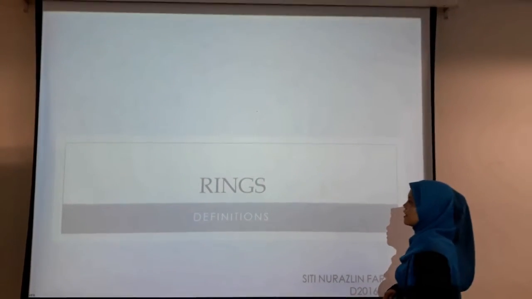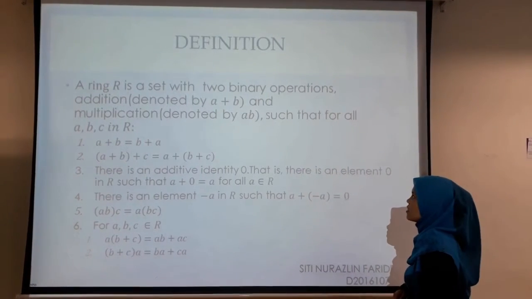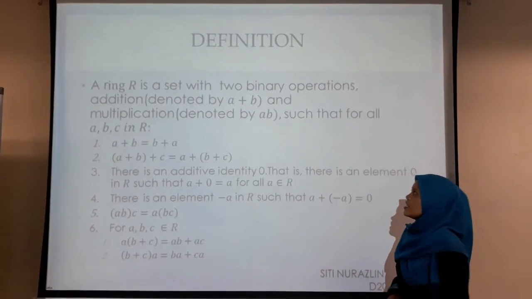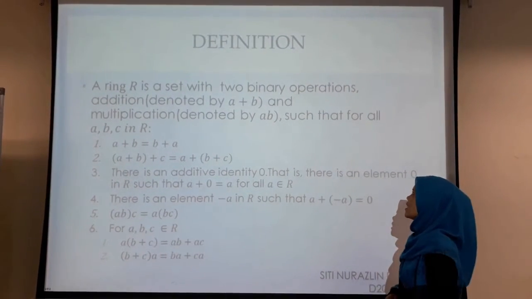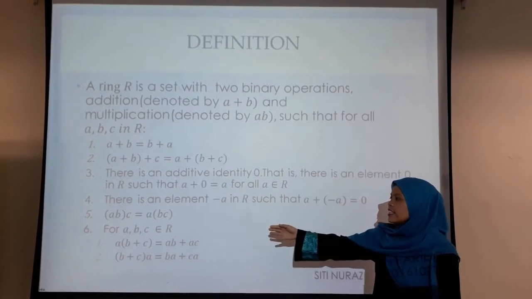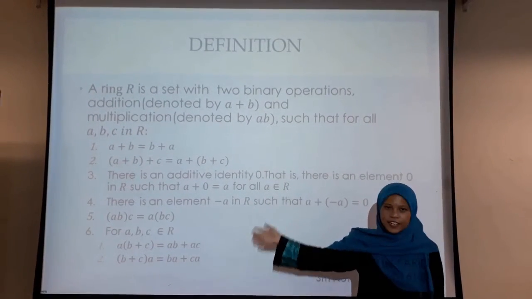First I will explain the definition. A ring is a set with two binary operations, addition and multiplication, such that for all A, B, C in R, conditions 1 until 6 hold. These are the conditions that we should follow so we can call it a ring.